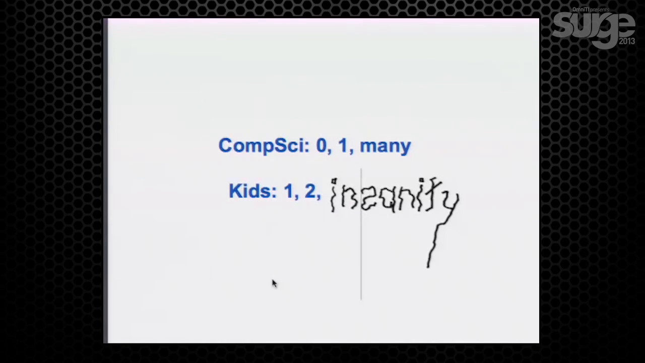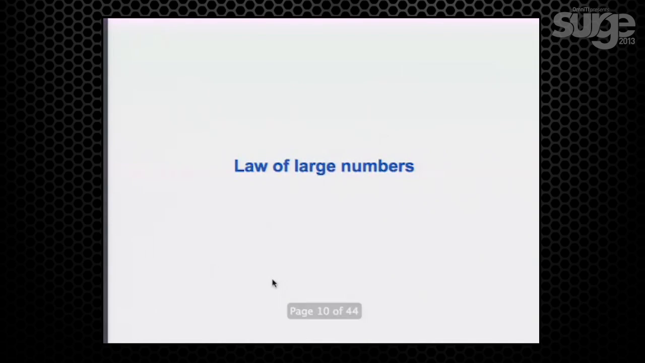In computer science, you commonly hear the way of counting, which goes 0, 1, many. Well, when you have kids, the way that you count is 1, 2, insanity. All right, and we have so many kids, we are subject to the law of large numbers, which means that highly improbable events become everyday occurrences.